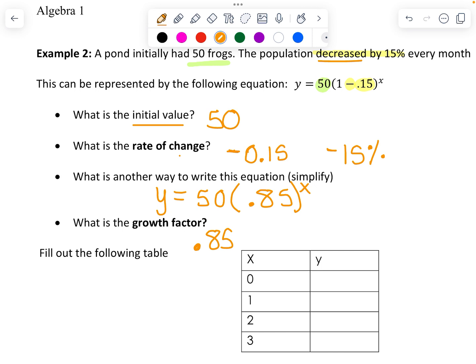Okay, so filling out our table, our initial amount of frogs is 50. And then we can multiply it by our 0.85, or we can use our equation and change the exponent. Totally up to you.